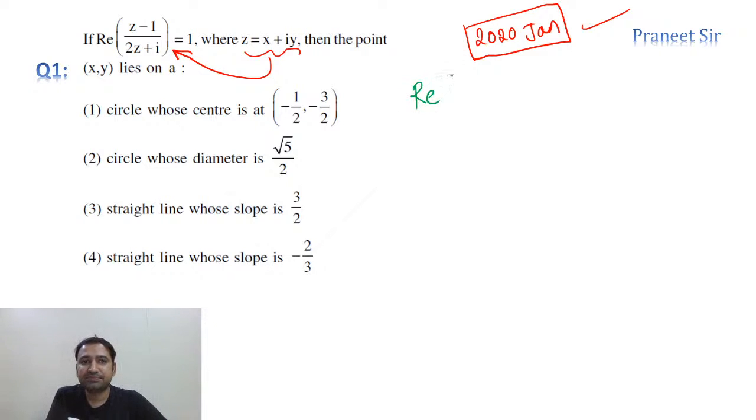Real part of (z minus 1). Z minus 1 means can I write it as x minus 1 plus iy? Can I write it like this?